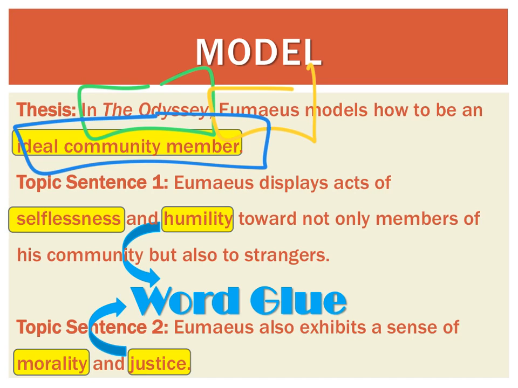Here's our first topic sentence. Eumaeus displays acts of selflessness and humility toward not only members of his community, but also to strangers. Topic sentence 2: Eumaeus also exhibits a sense of morality and justice. And so this language in yellow here, this is the language that we're going to try to glue back to in these body paragraphs. And then you'll notice also that this language connects back to ideal community members. So obviously this writer is wanting to define that idea from the thesis statement, ideal community member.